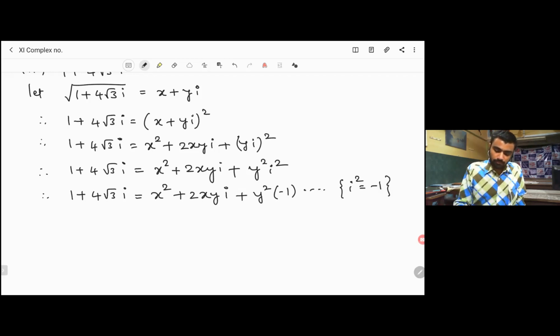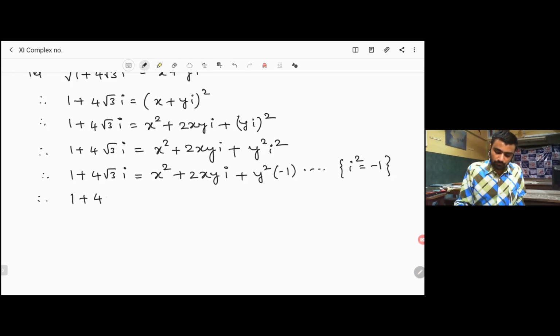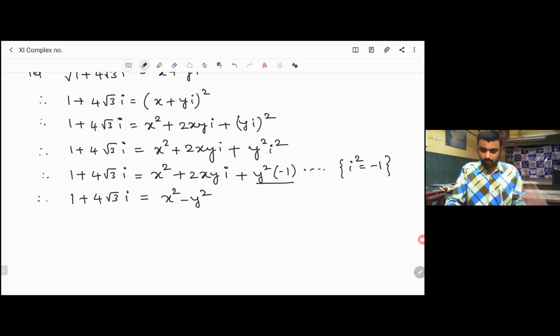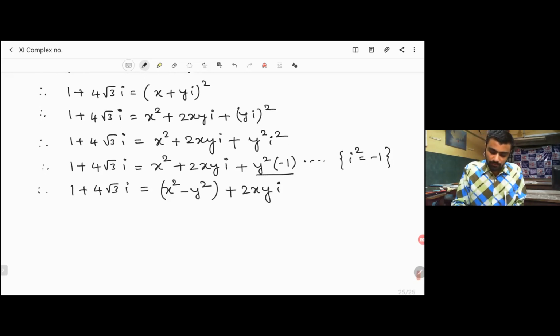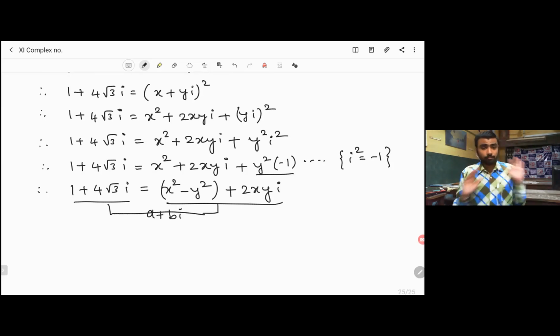Now next step, on the right hand side we need to bring it into the a plus bi format. That means x square, and y square into -1 is -y square. I am writing -y square here along with x square, making a bracket because they are the real terms, plus 2xyi, which is the imaginary term. Now both left and right hand sides are in a plus bi format and we can compare.